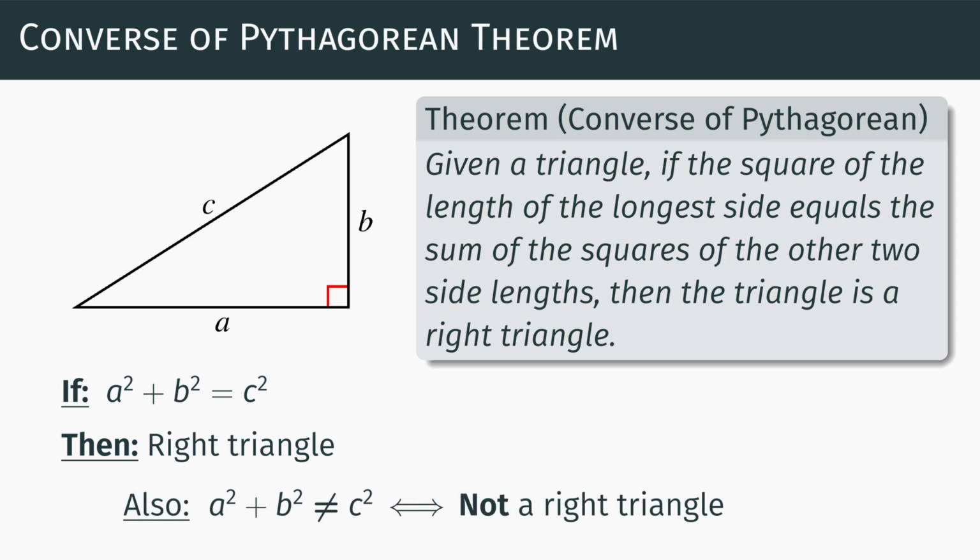And also a corollary that comes from this is that a squared plus b squared not being c squared means that you don't have a right triangle, right? If you have that a squared plus b squared makes a different number than c squared makes, then you're looking at something that is not a right triangle.